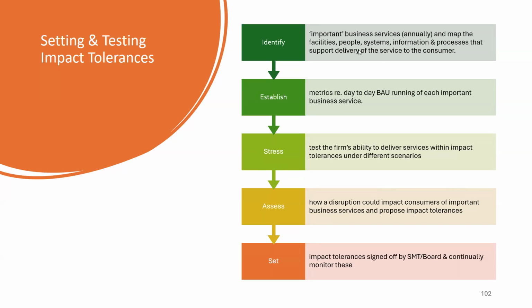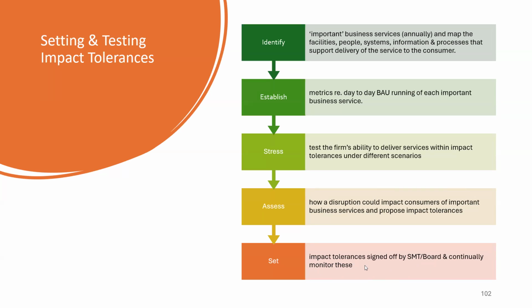So we identify those important business services, establish metrics, and stress test the firm's ability to deliver services within those impact tolerances. We assess how a disruption could impact our consumers. We set those impact tolerances, signed off by our senior management team and board, and continually monitor these. We continue to test these each year at least. And this must be signed off by SMT/the board and then continually monitored.